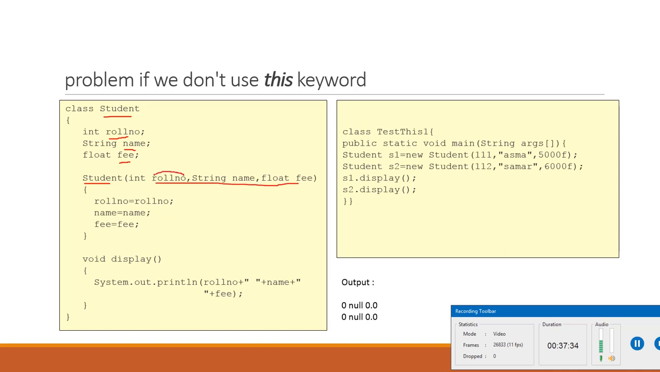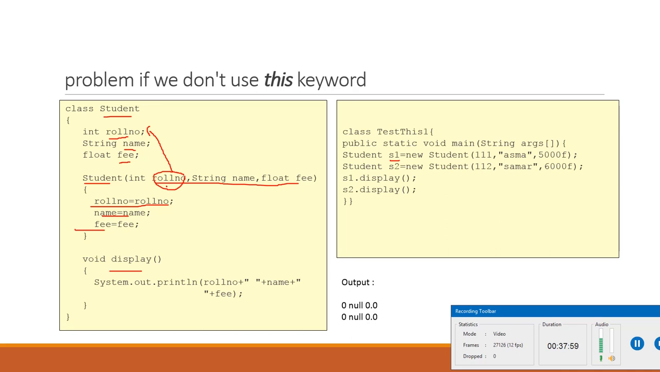Now if you see, the names of these local variables are the same as the instance variables or the class variables: roll number, name and fee. So I am initializing the variables over here, and I have a method to just display the values of these variables. Now what will happen when I create an object? I have created two objects of the Student class and I have passed the three values.